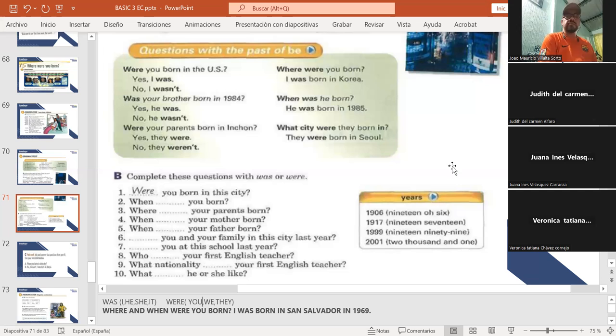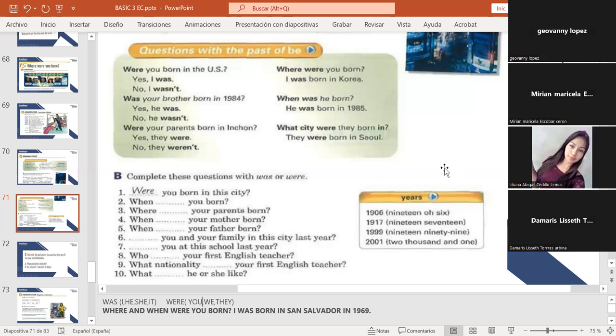Oh. No more? Yeah. Okay, yes. I was born in Santa Tecla. In Santa Tecla. 1960. Yeah. So you're nine years older than me. 9 years. I'm from 69, you're from 60.